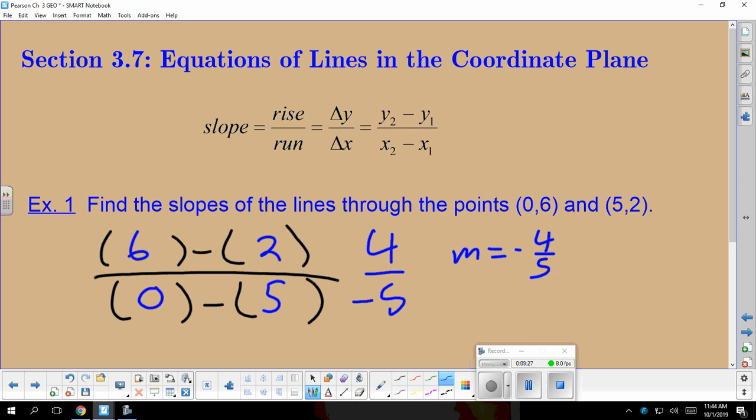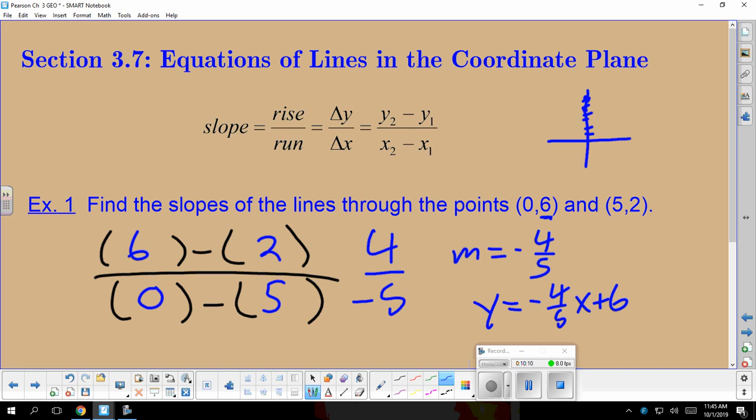Let's look. Can anyone tell me the y-intercept without doing any calculations? We found the slope. Can anyone tell me the y-intercept without doing any calculations? Isn't it 6? It's 6. How do you know? Because x is 0. So the y-intercept has to be 6. So if I wanted to write the equation of this line, real easy, right? y equals minus 4 fifths x plus 6. There's the equation of the line, right? So whenever you have this 0 here, you know that the y-coordinate is our y-intercept.